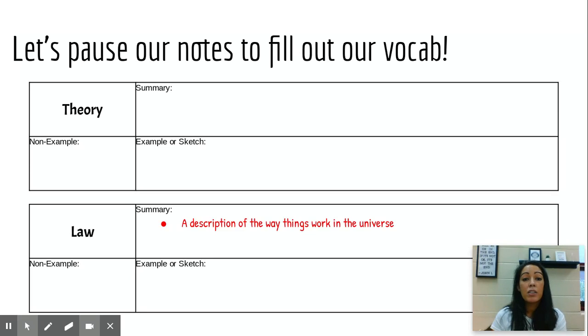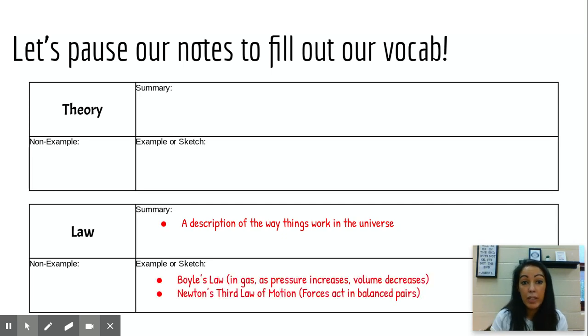A good summary of a law is it's a description of the way things work in the universe. You can type this directly into your vocab at the top. You can copy my words this time. After this lesson, you will be expected to do the vocab on your own. I'm just showing you how to do it in this lesson as a model for you. A good summary of that definition is it's a description of how things work.